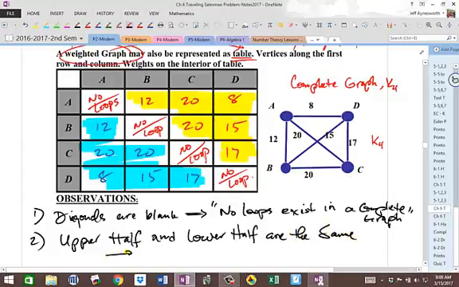Why? Because the order of the vertices does not matter. Okay, so the order of the vertices, B to A to B, well, the order doesn't matter, right? It's the same weight. So order of the vertices does not matter.